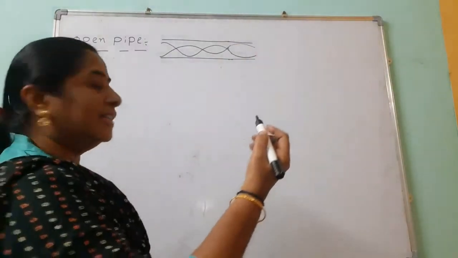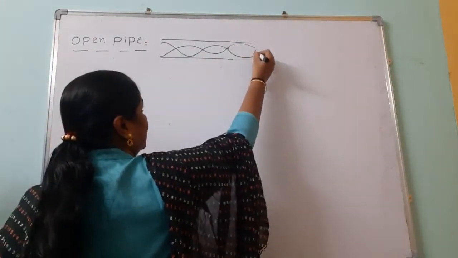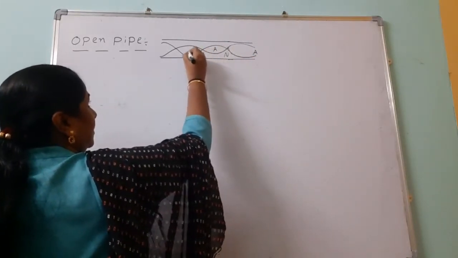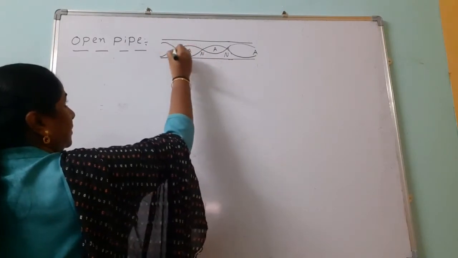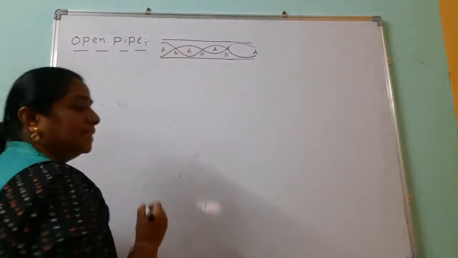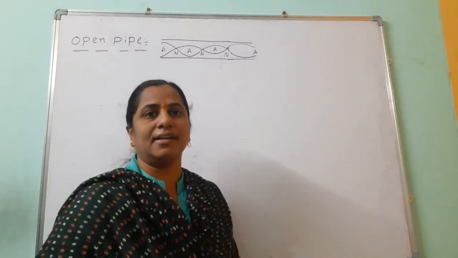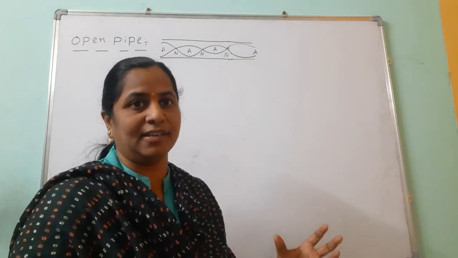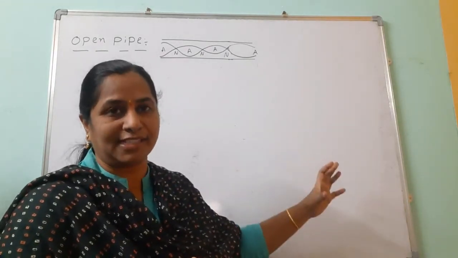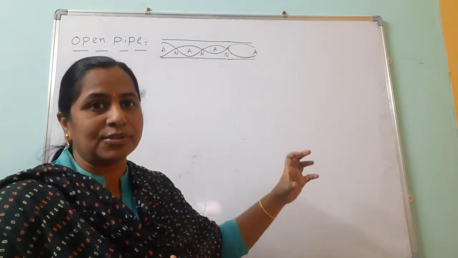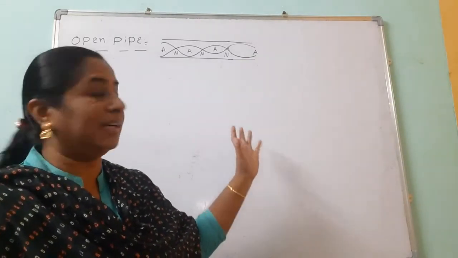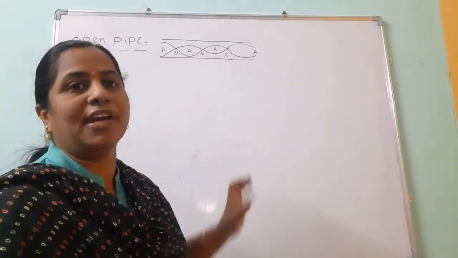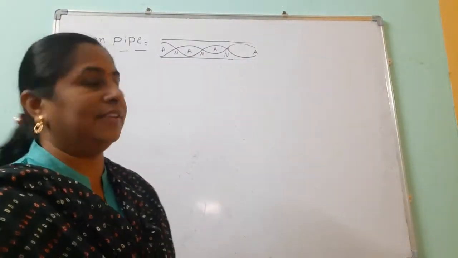If the displacement is maximum at the open end, it gives the antinode, and this is the node, antinode, node, antinode, node, antinode. So a stationary wave gives alternate antinodes and nodes. But we should remember, always at the open end we can observe the antinode, because of the maximum displacement. At a closed end we should observe the node, but here there is no closed end, which means on both sides we should observe the antinode. Now we are going to discuss the fundamental frequency.